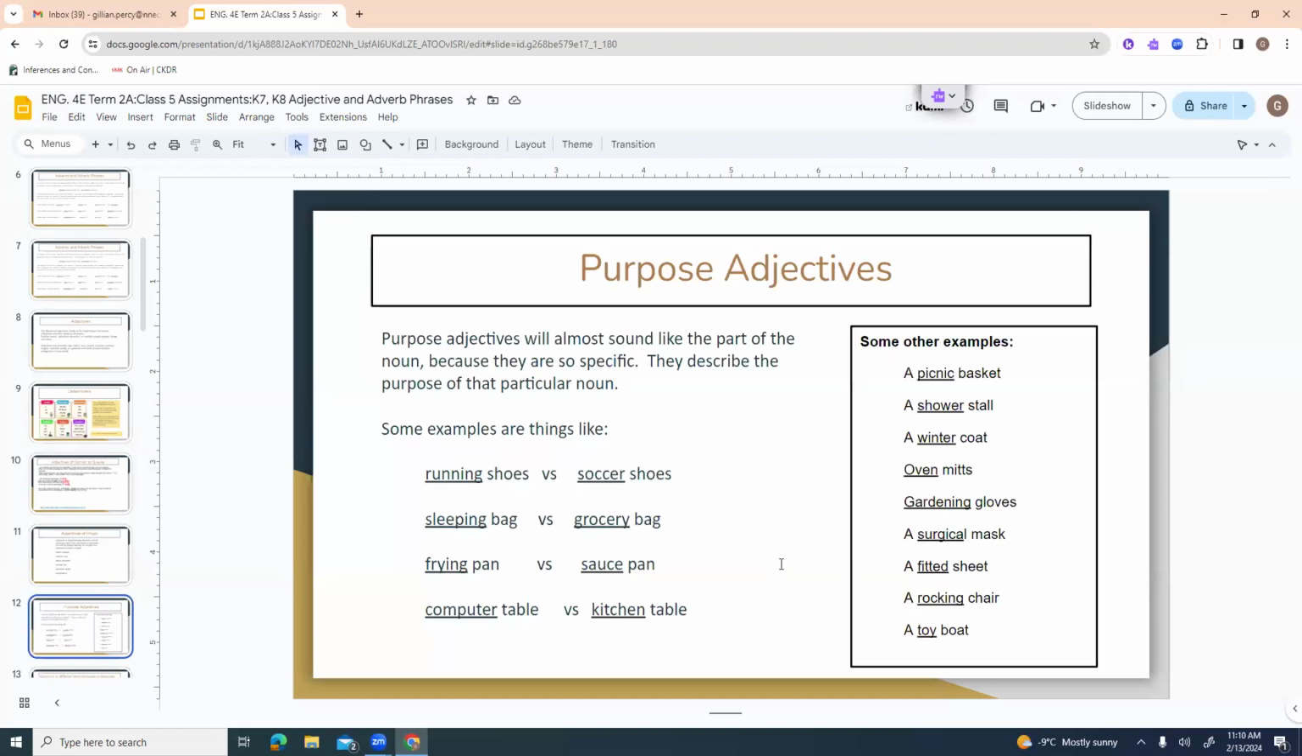Purpose. Purpose adjectives almost sound like part of the noun because they're so specific and they describe the purpose of that particular noun. So examples are like running shoes versus soccer shoes. But we say the phrase running shoes so often, it just sounds like a noun all by itself. So sometimes those ones are kind of hard to recognize because we're so used to hearing them associated, that we don't recognize them as adjectives anymore.